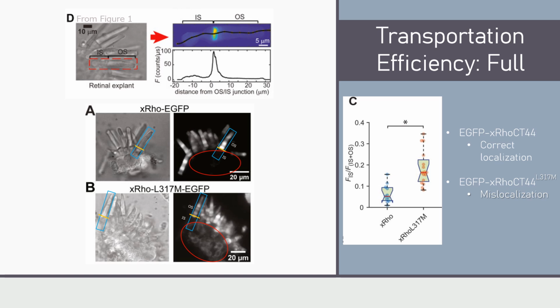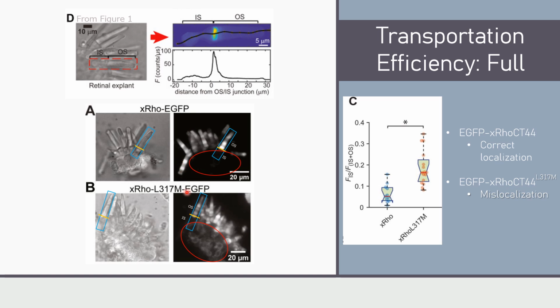This is the same 317 mutation on X-row, but on full-length rhodopsin, not just the C-terminal. You can see some of the fluorescence of the mutated X-row here in the inner segment compared to none here. This mislocalization suggests that the mutation at position 317 disrupts rhodopsin transport efficiency, preventing it from reaching its correct destination in the photoreceptor cell. Both of these preliminary experiments suggest that the specific amino acid at position 317 plays a key role in rhodopsin transport efficiency and function in photoreceptor cells.